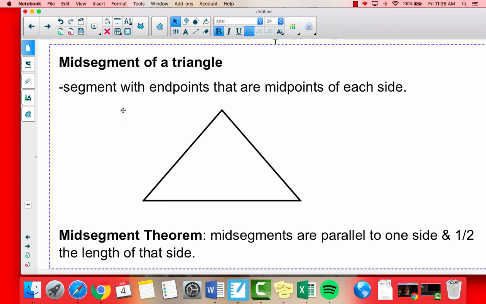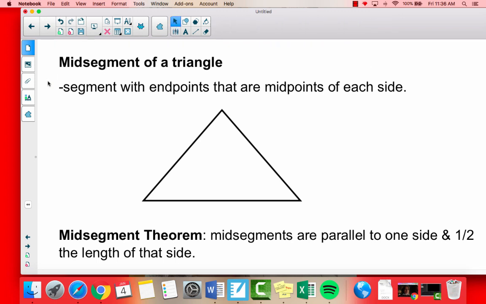Now, this should seem familiar from the last semester. We talked about mid-segment within a trapezoid. Now we're going to be using mid-segments in a triangle. Mid-segment, if you have forgotten, it's just a segment with endpoints that are at the midpoint of a side. In this particular triangle, maybe I am working with it here, so X, Y, and Z, and maybe my midpoint of XY is here, and my midpoint of XZ is here. My mid-segment would just connect those two points. All right, and it's important to know that the mid-segment theorem states that mid-segments are parallel to one side.